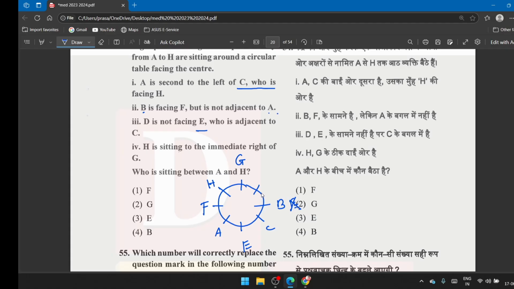और बच क्या गया मेरा? D. D is not facing E. E who is adjacent to C. तो D आ गया. Who is sitting between A and H? A और H के बीच में कौन बैठा है? F. That is option. Okay.